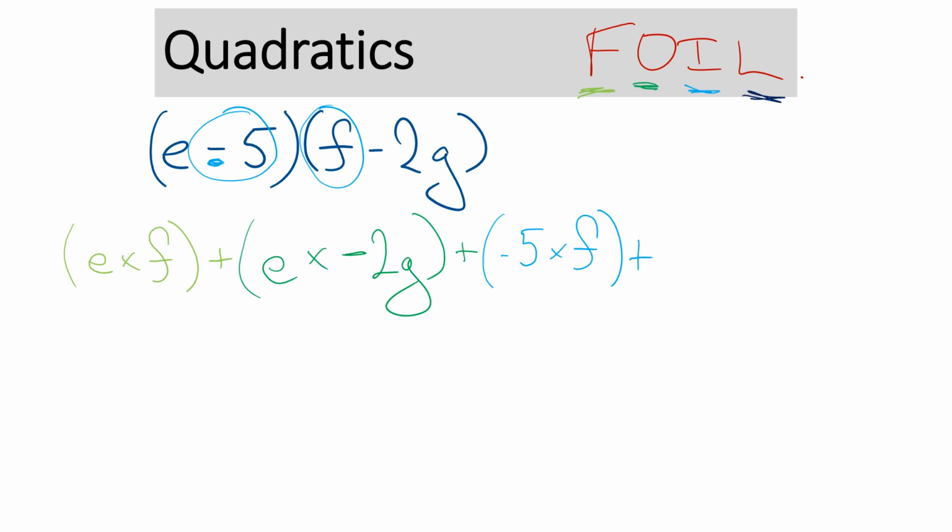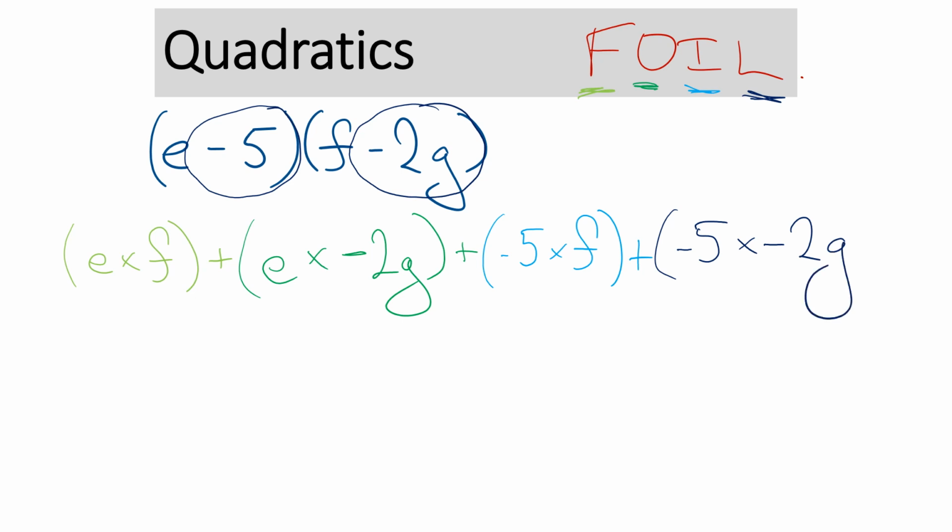And then we're going to do our lasts, right? Which ones are our lasts? Negative 5, negative 2g. So opening up our brackets, negative 5 times negative 2g, and then we close our bracket. So now we've gone through the FOIL method, and now we just need to simplify it down, right? So let's start at the left again. e times f, what's that going to be? ef. Easy, don't have to do anything else there, okay?